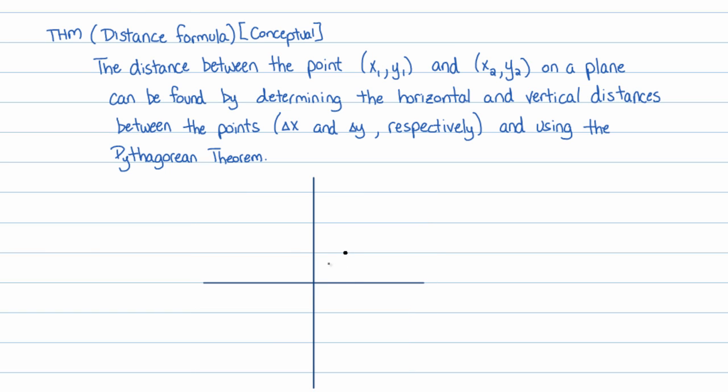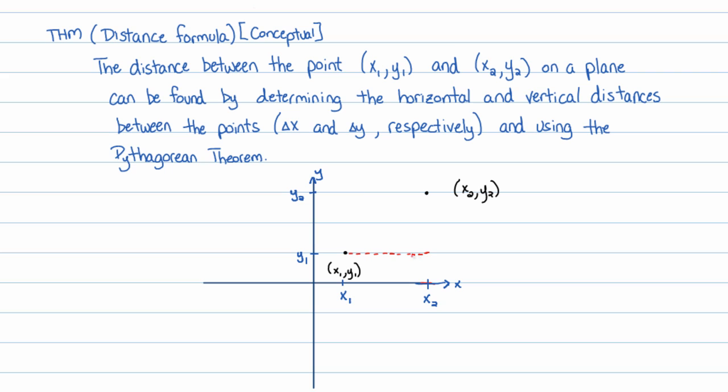Let's say that this point is x1 comma y1, and let's throw this point over here and call this x2 comma y2. Okay. So I have a couple points there on a plane. And this says that the distance between these 2 points can be found by determining the horizontal and vertical distances between the points. Well, what the heck does that mean? It means find this distance right here all the way out to, let me kind of do this here.